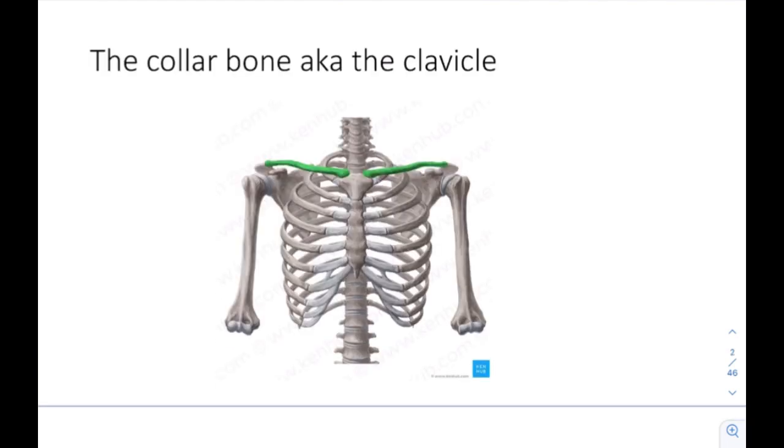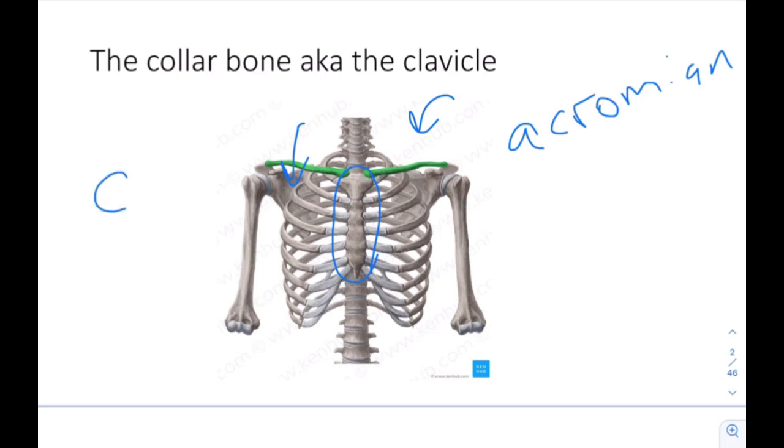Okay, so the first bone we're going to talk about is the collarbone or the clavicle, the bone in green. Medially, it attaches to the sternum, and laterally, it attaches to something called the acromion process, which is part of the scapula. So the clavicle here medially attaches to the sternum and laterally attaches to the scapula. And it's the only bony attachment between the upper limbs and the trunk. Because the scapula, right, this bone here, actually floats. It's held by muscle. It's not held to the trunk by any bones.